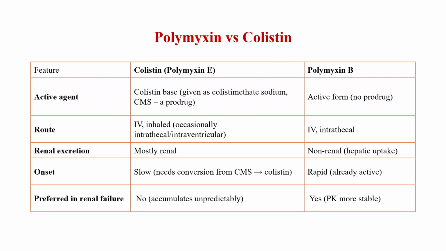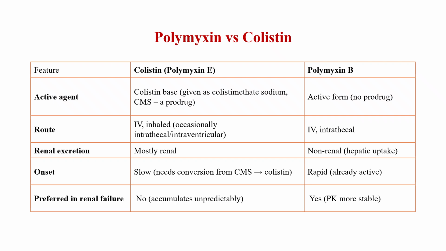So polymyxin causes more of a neuromuscular weakness, whereas colistin causes more of a kidney injury. But polymyxin can also cause kidney injury. They are not mutually exclusive, and colistin can also cause neuromuscular weakness. The dosing for colistin is a little tricky. You have to renal modify it.